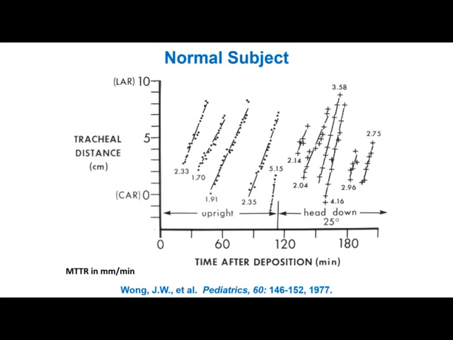So here's a normal subject. So this mucociliary tracheal transport rate is in millimeters per minute, all right? And that's the slope of this line, distance versus time. And you can see, so about 2 millimeters a minute is the average tracheal transport rate in a normal subject in the upright position. Head down, there's actually no change. The rate, maybe it's up a little bit, but it's basically pretty consistent. So what this says is that mucociliary clearance is more important than gravity in terms of moving foreign materials out of the lungs.